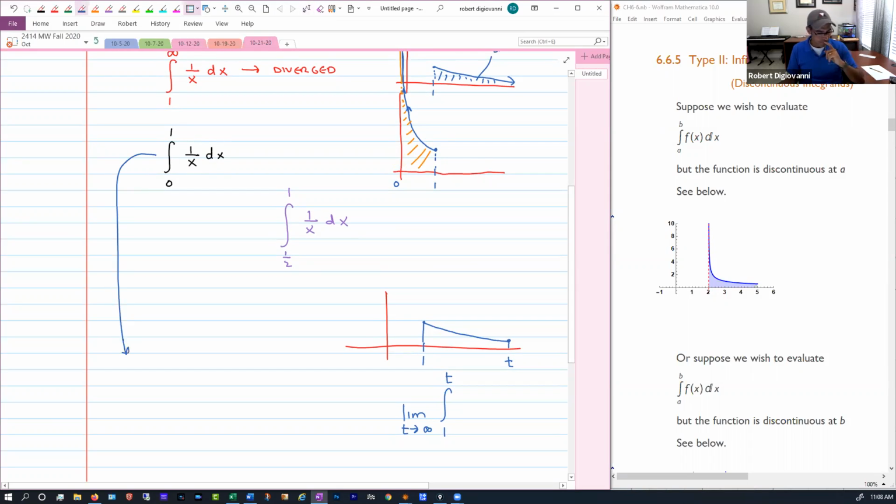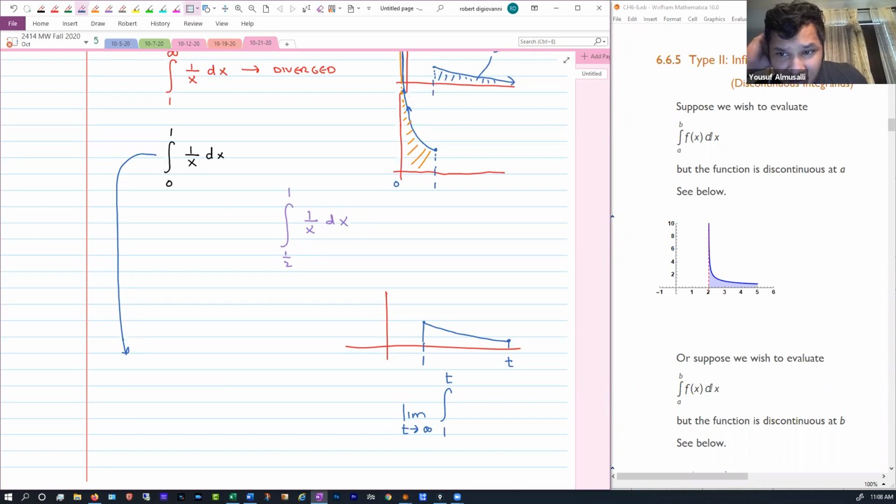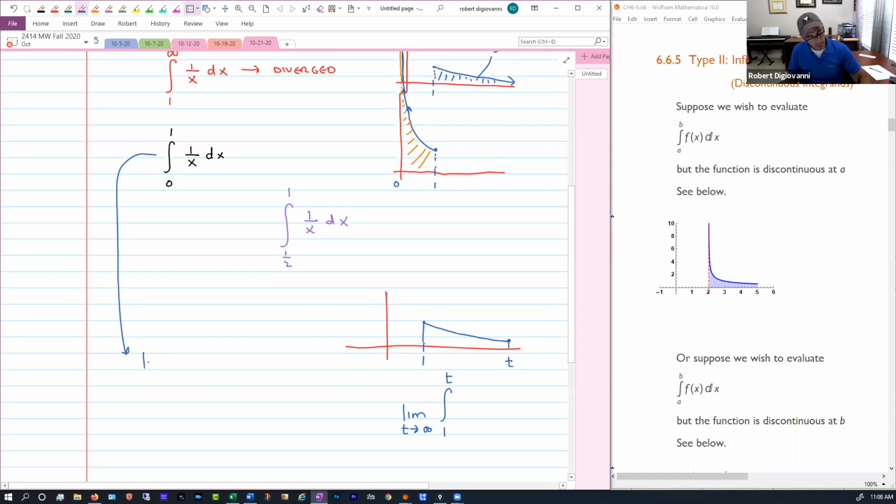What could we do? Any ideas? What's the limit as it approaches 0? Okay, so let's do that. How about we do the limit as t approaches 0 of what integral? From where to where? So where do we have the problem, at 0 or at 1? At 0. So we'll replace that with t and leave that as 1.